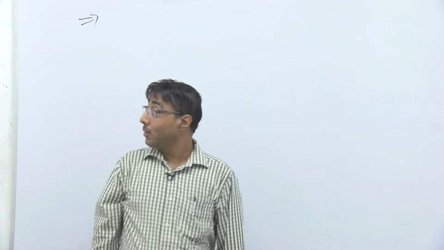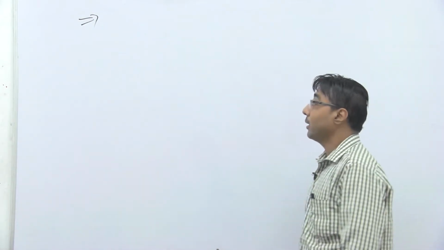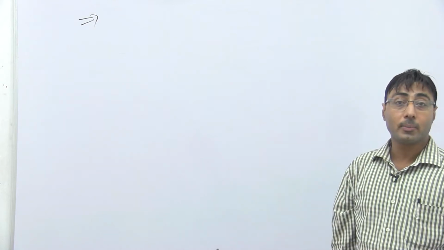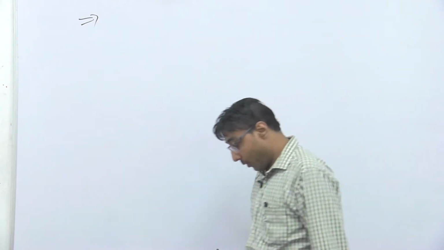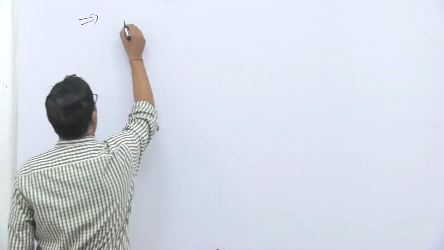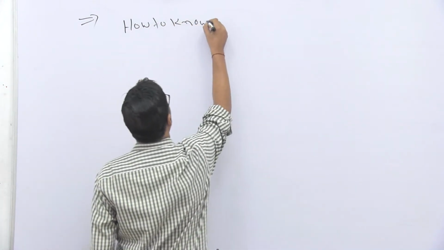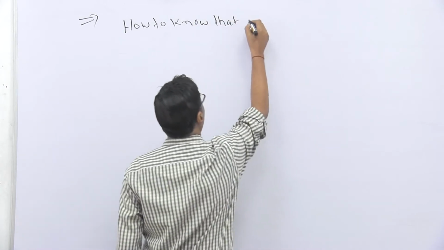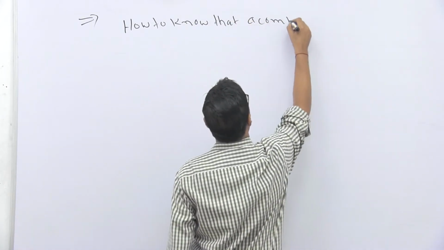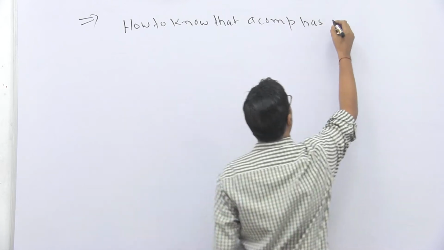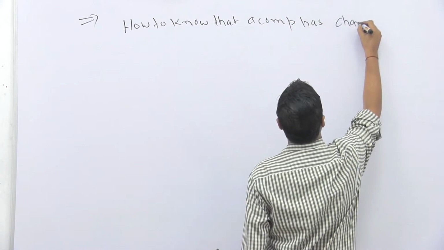So now, yesterday what did we learn? We learned what an optical isomer is, and today we are going to learn how to know that a compound has changed the path of light.